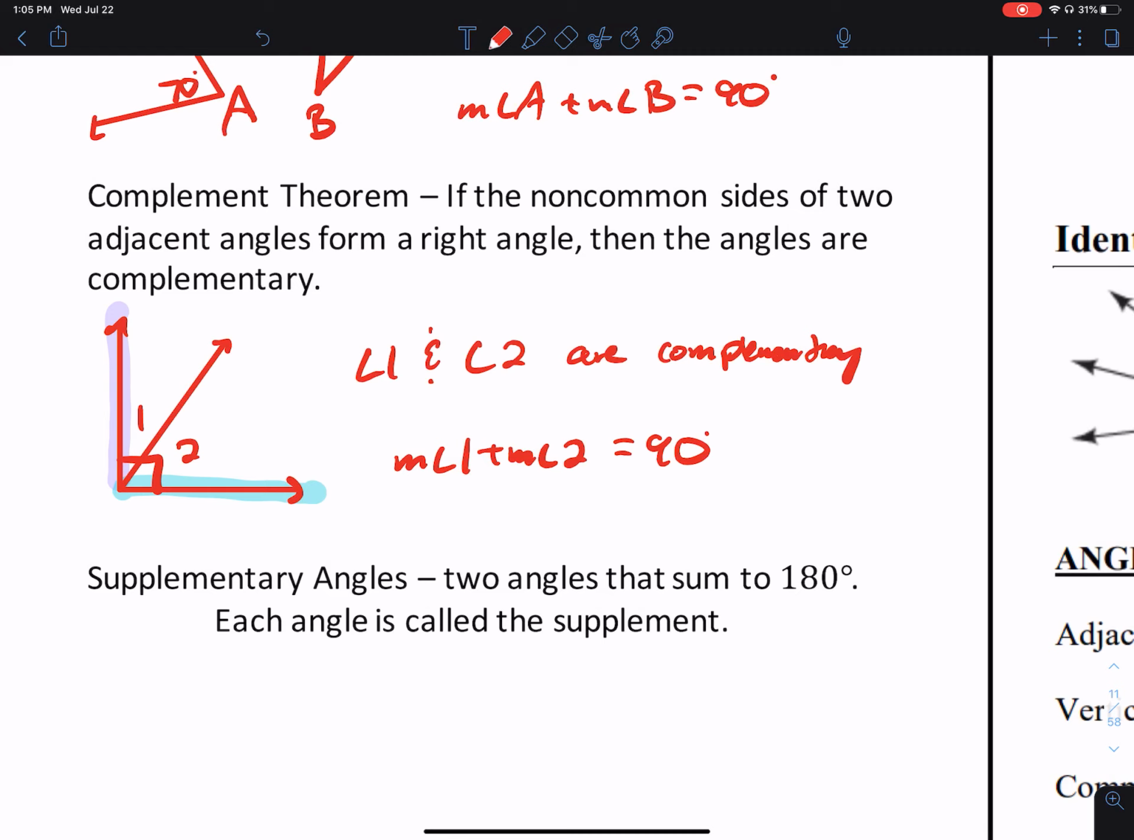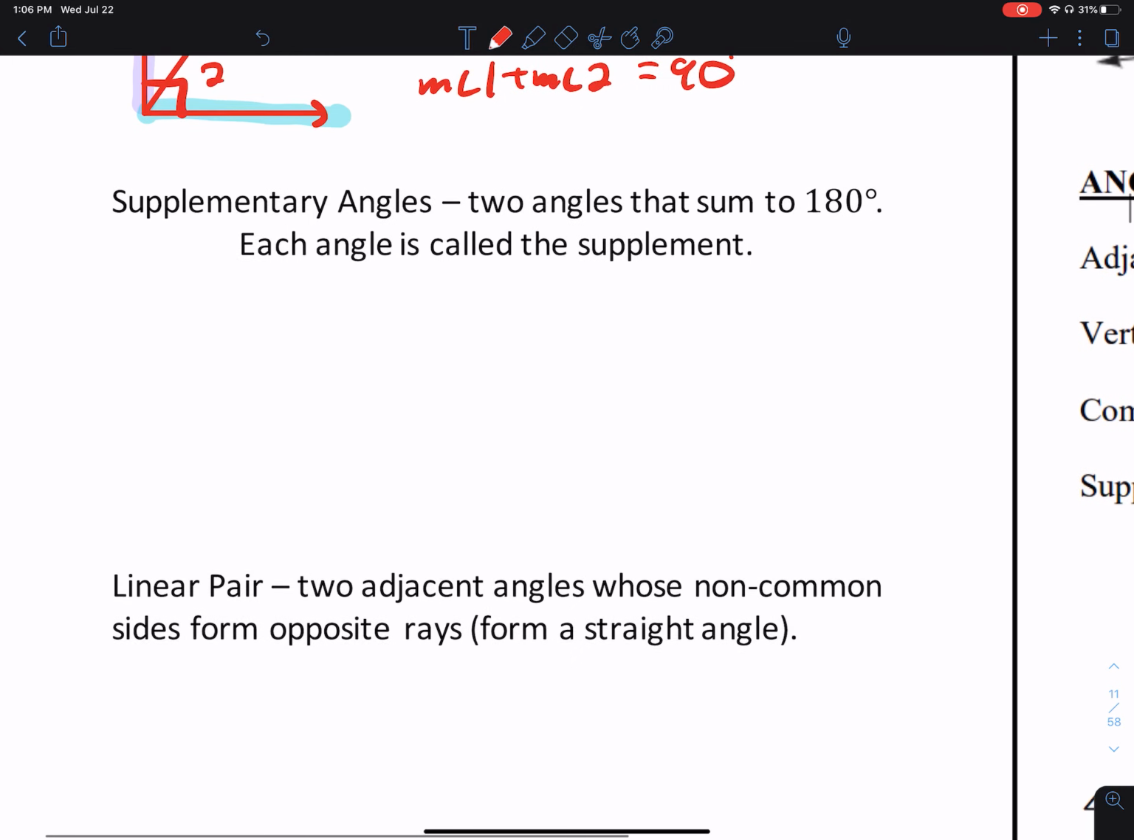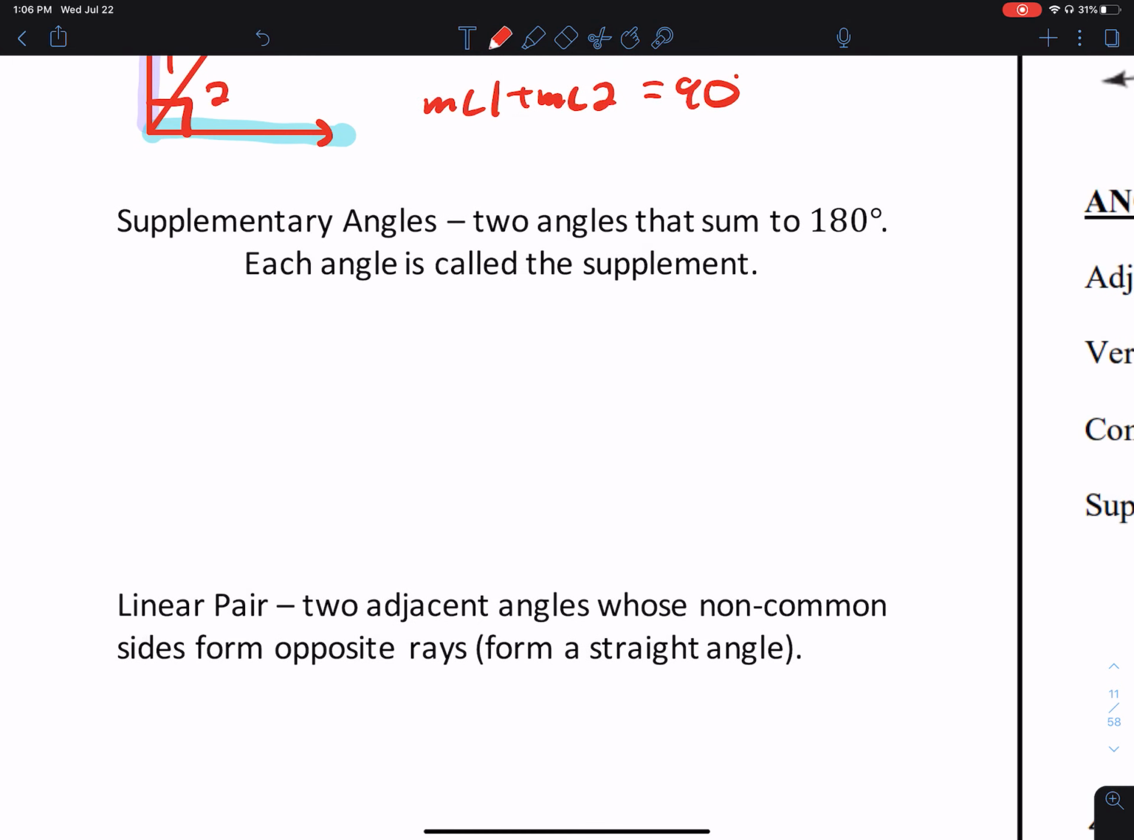Supplementary angles. Two angles that sum to 180 degrees. Each angle is called the supplement. So let's say that we have this angle here, angle X. Let's say we have this angle here. Picture is not drawn to scale. This is angle Y. Let's say this is 80 degrees and this is 100 degrees. We would say that angle X and angle Y are supplementary.